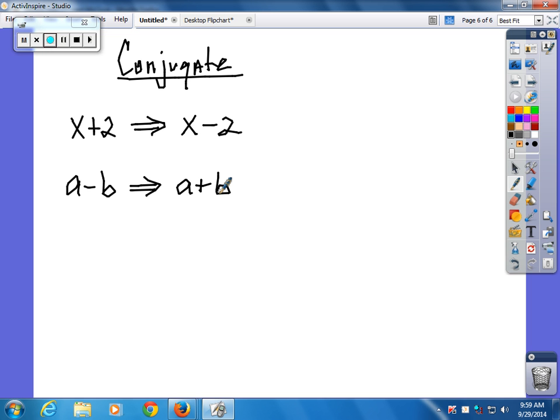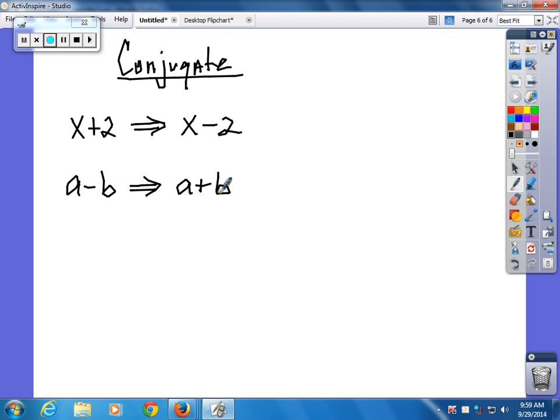This is the conjugate of this. This is the conjugate of this. Same terms, opposite operation. And usually it's with a plus b, a minus b, or a minus b, a plus b. It's usually going to be combining terms or adding and subtracting.